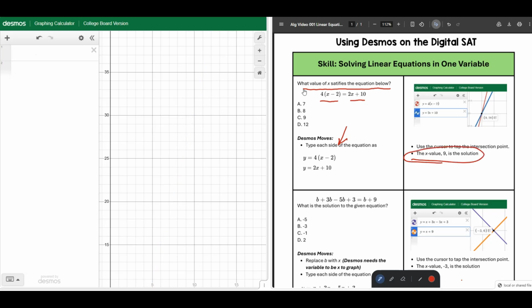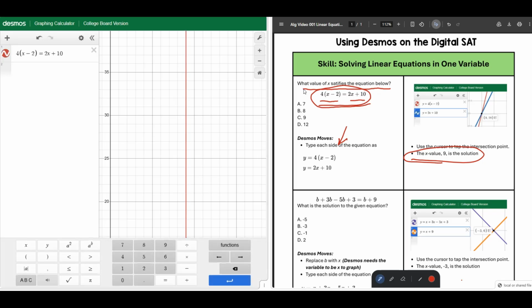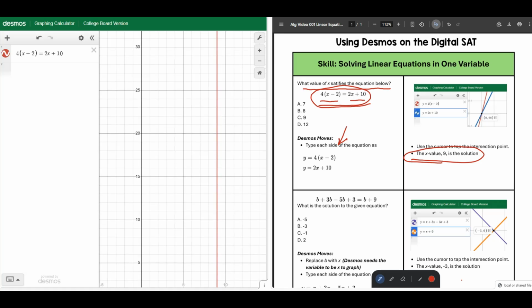Now, there is another way in which you can type this in Desmos and have Desmos solve it for you. That involves taking the entire equation and writing it all at one time on one line. So let's show you what that would look like. You're going to see the graph of a vertical line.